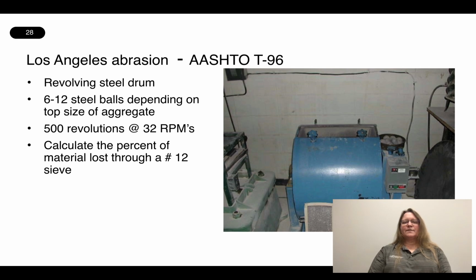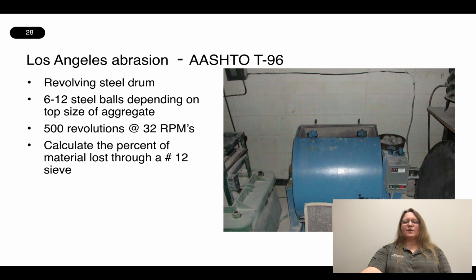And one of the tests that we run is T96, Los Angeles abrasion for coarse aggregate. And this shows the piece of equipment that we use. It's basically a big rock tumbler. So you have a revolving steel drum, and then the steel balls, you can see them in the pan off to the right-hand side of that piece of equipment.